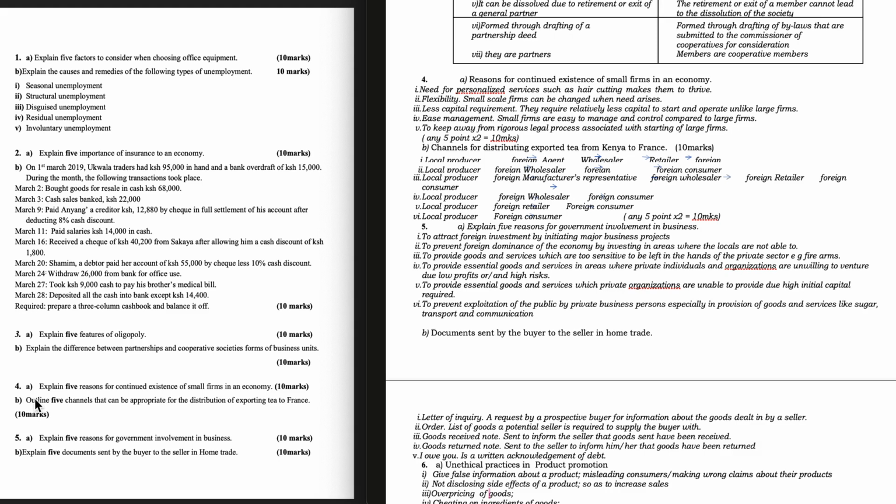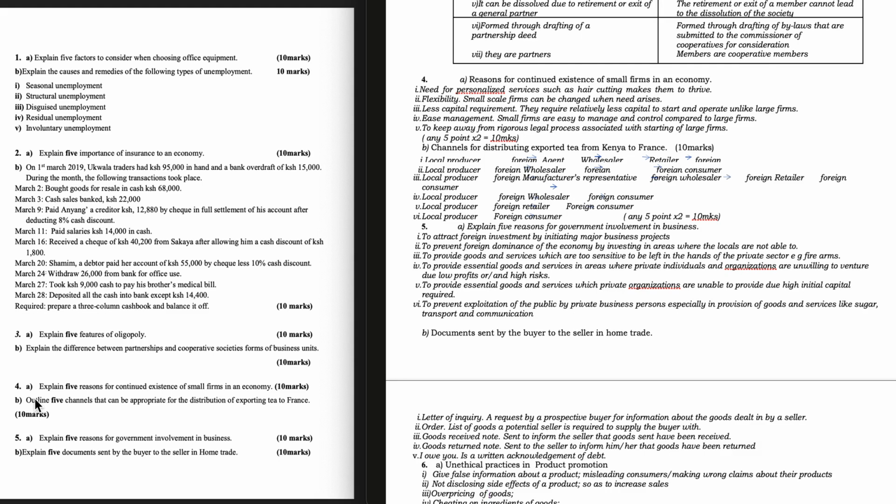Less capital requirement. They require relatively less capital to start and operate, unlike large farms. Ease of management. Small farms are easy to manage and control compared to large farms. To keep away from rigorous legal process associated with starting of large farms.